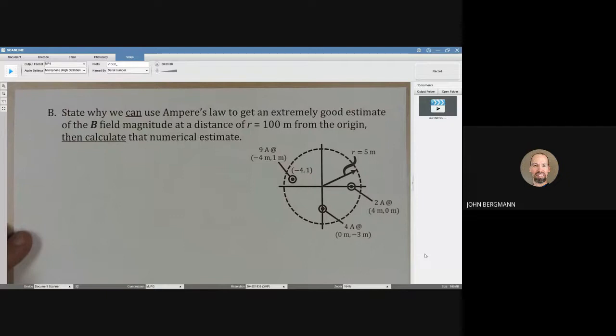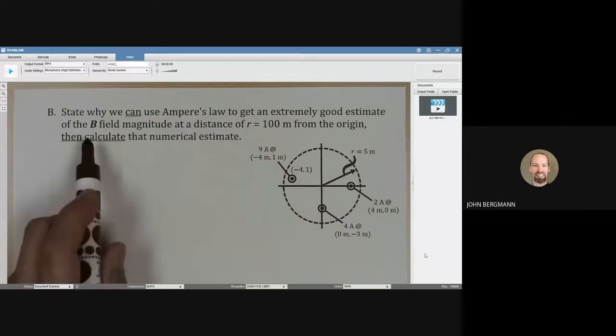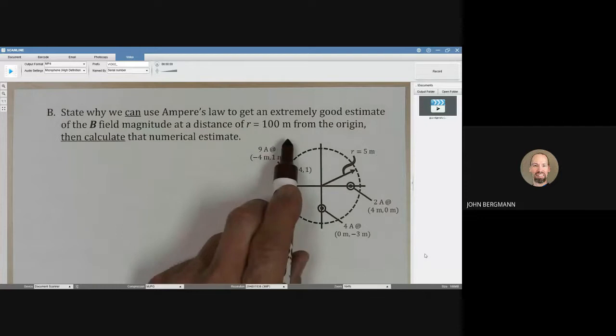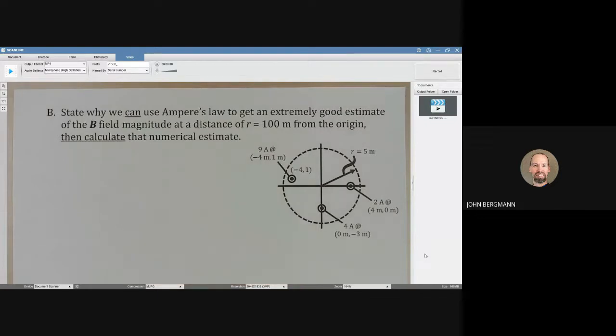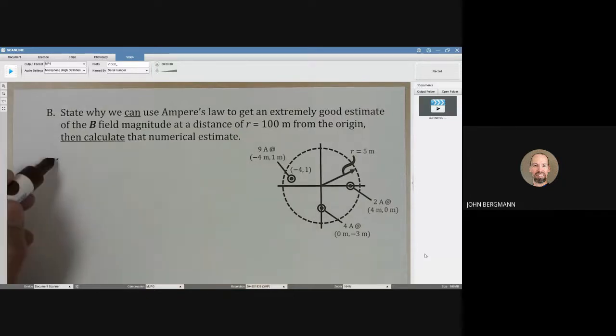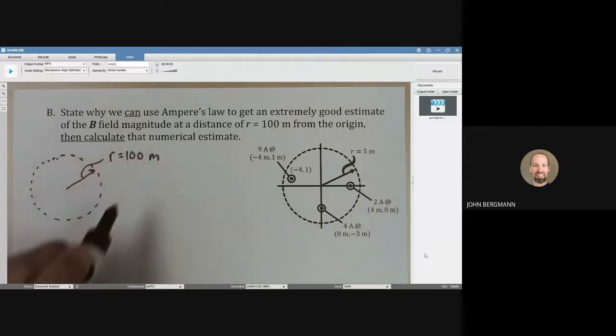But what about this? State why we can use Ampere's law to get an extremely good estimate of the magnetic field magnitude at a distance of R equals 100 meters from the origin. And then let's calculate that numerical estimate. Why is it okay for R is 100, but not R equals 5? When R equals 100, let's draw a little Amperian loop. And let's say that it has a radius of 100 meters.